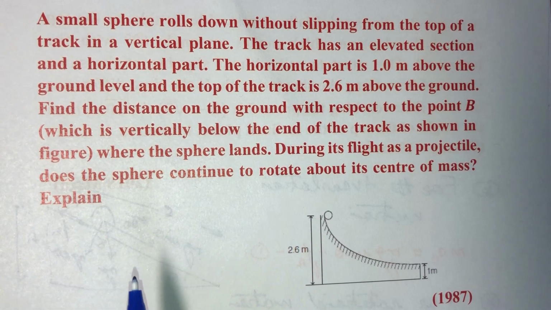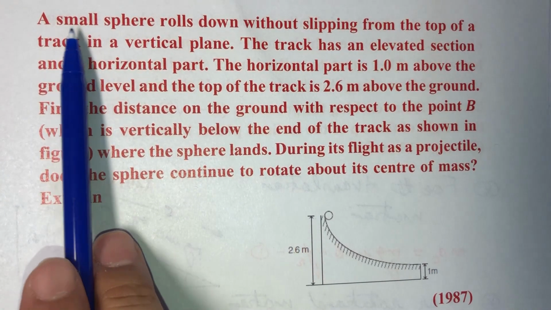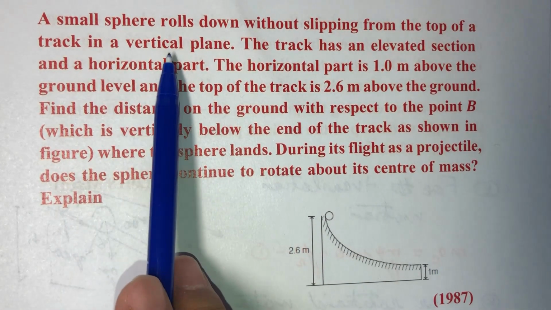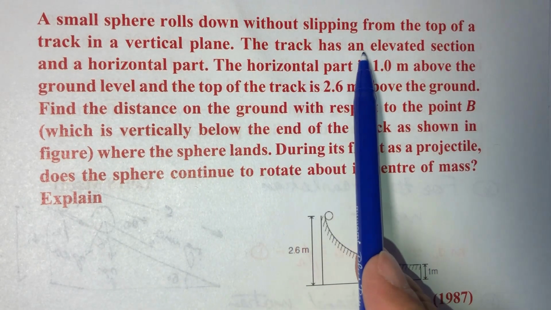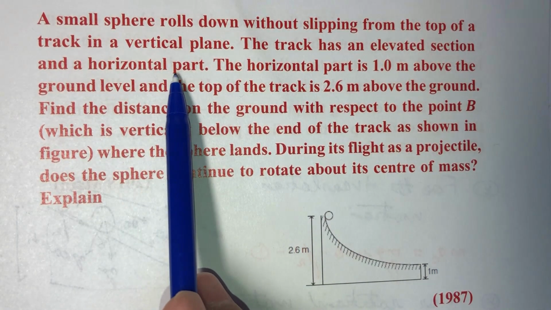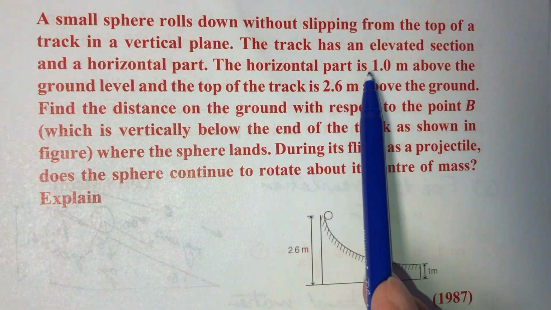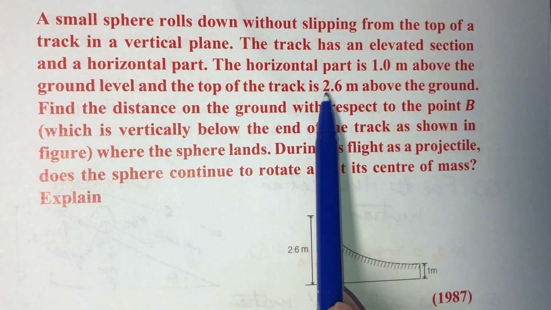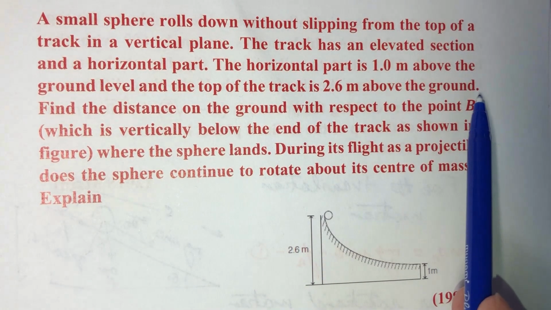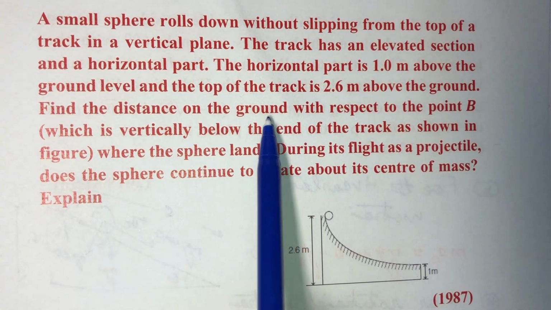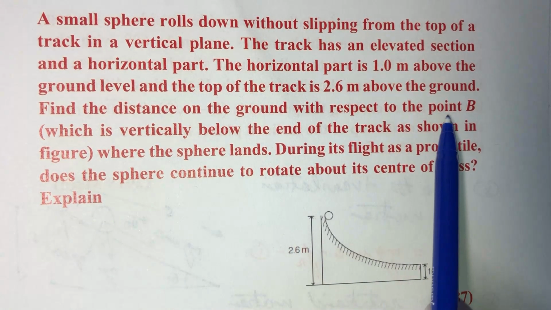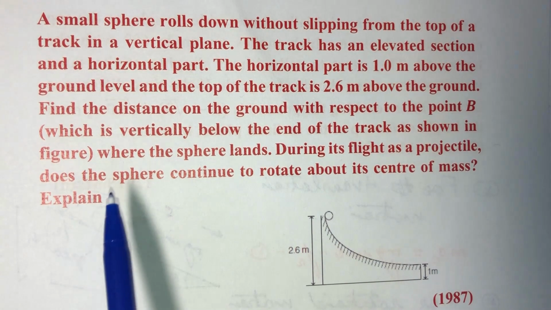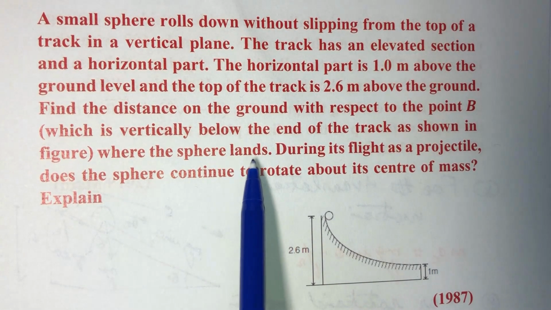Hello friends, in today's question, a small sphere rolls down without slipping from the top of a track in a vertical plane. The track has an elevated section and a horizontal part. The horizontal part is 1 meter above the ground level and the top of the track is 2.6 meter above the ground. Find the distance on the ground with respect to point B, which is vertically below the end of the track as shown in the figure, where the sphere lands.